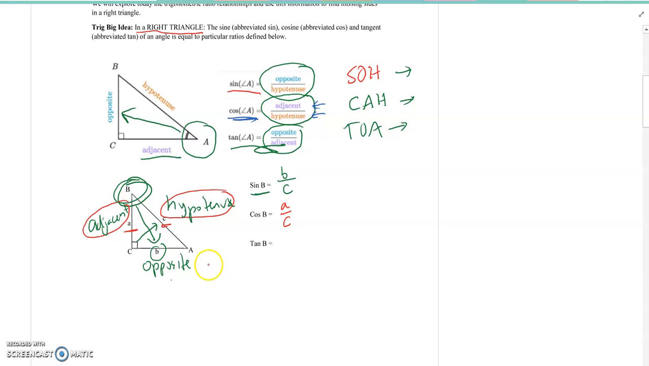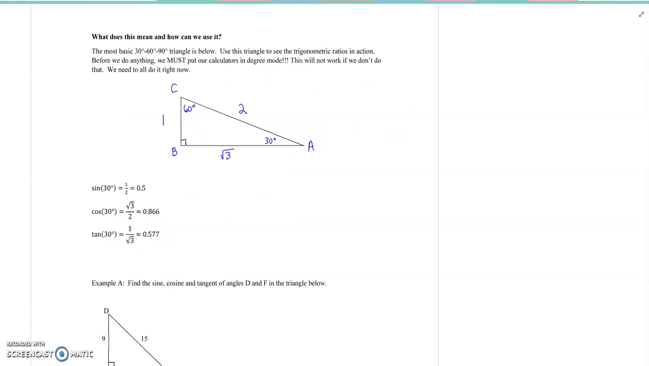And tangent, there's our angle again. Tangent is always opposite divided by adjacent. So our opposite is b, and our adjacent is a. So tangent would be b divided by a. These ratios are true for any right triangle. Now the real question is, what does this mean and how can we use it?